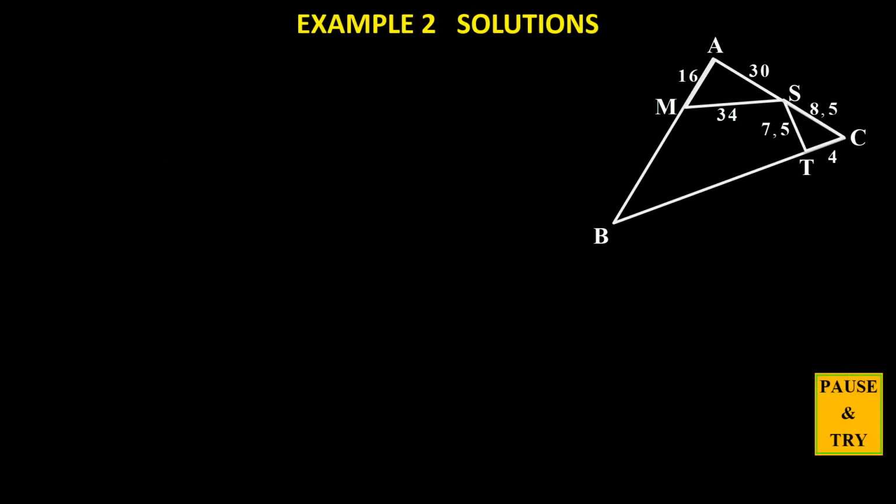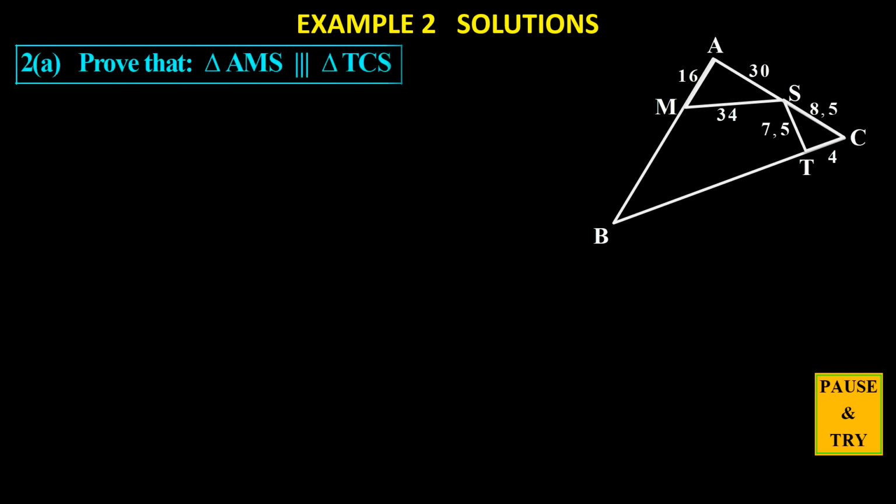Now let's look at the solution of this problem there. There we have our diagram with all our information. And we're required to prove that triangle AMS is similar to triangle TCS. And you can see here we've got side lengths, not angle measurements. So we're going to use the approach to see whether the corresponding sides are in proportion. To do that, we need to remember we said from the shortest to the largest. So it's 16, then 30, and then 34, corresponding with 4 and 7,5 and 8,5.